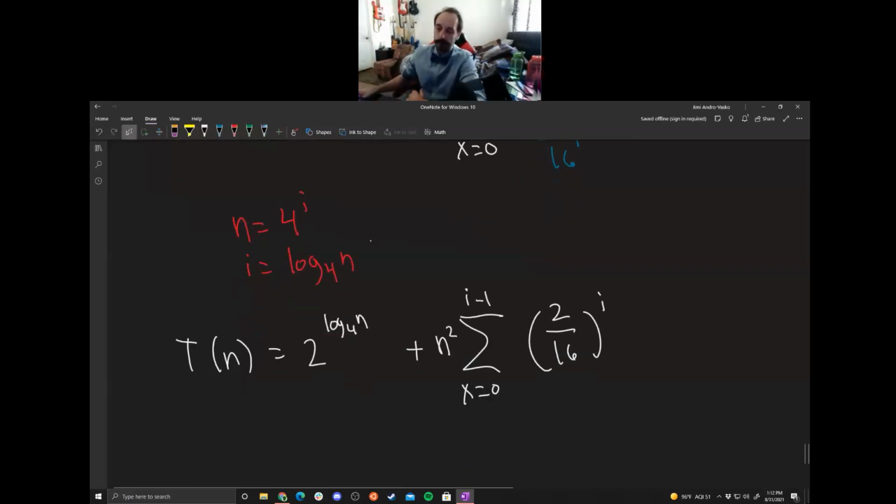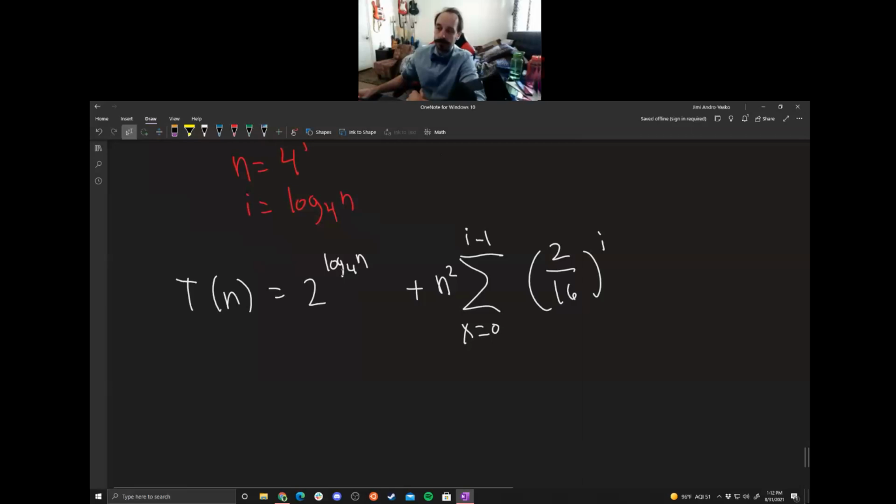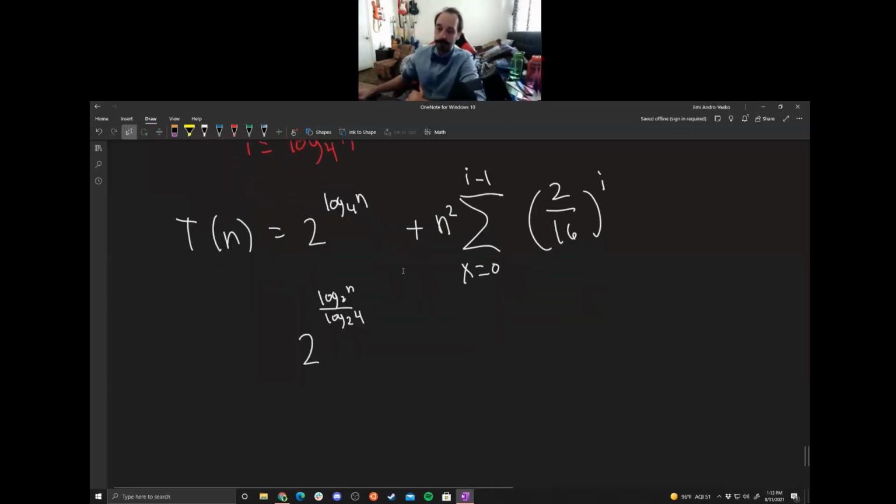So right now, 2 up to the log 4 of n, we can convert the bases to make this log 2 of n. So we can just say 2 up to log 2 of n over log 2 of 4. So 2 up to the log 2 of n is going to be n, and then it's going to be over, so it's going to be essentially log 2 of n over 2. So it's going to give us square root of n, and then plus this portion right here.